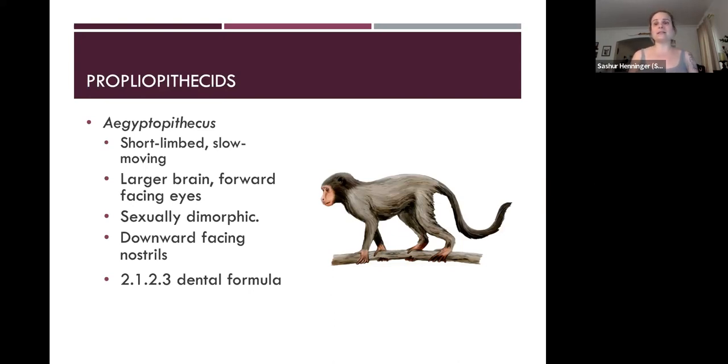Some of the primitive traits that Egyptopithecus is still retaining are short limbs and relatively slow movement, but a lot of Old World monkey catarrhine traits exist among Egyptopithecus, including a much larger brain, forward-facing eyes, sexual dimorphism, downward-facing nostrils, and a 2123 dental formula. So Old World primates are absolutely evolving during the Oligocene.